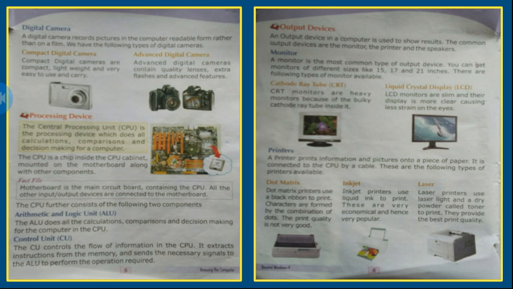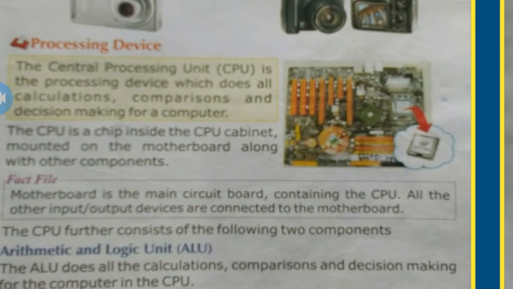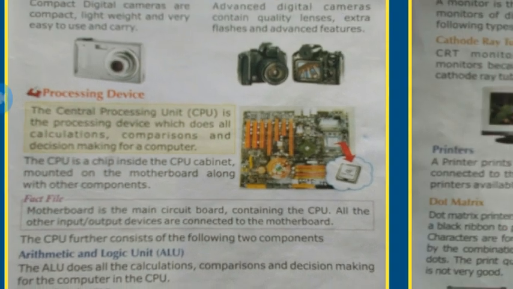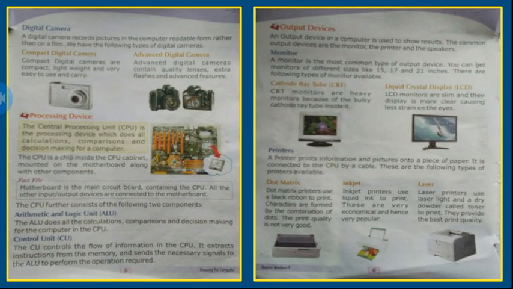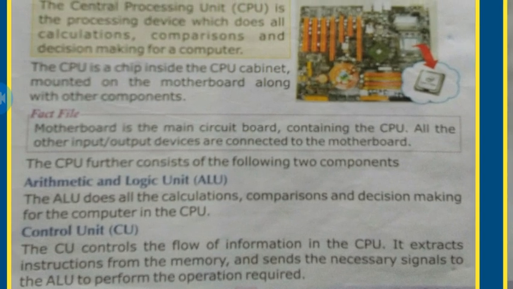Now processing devices. The central processing unit: what is the full form of CPU? Central processing unit is the processing device which does all calculations, comparison and decision making for a computer. There are two components, ALU and CU. Students, in your book only two components are given, but there are three components: ALU, CU and MU.